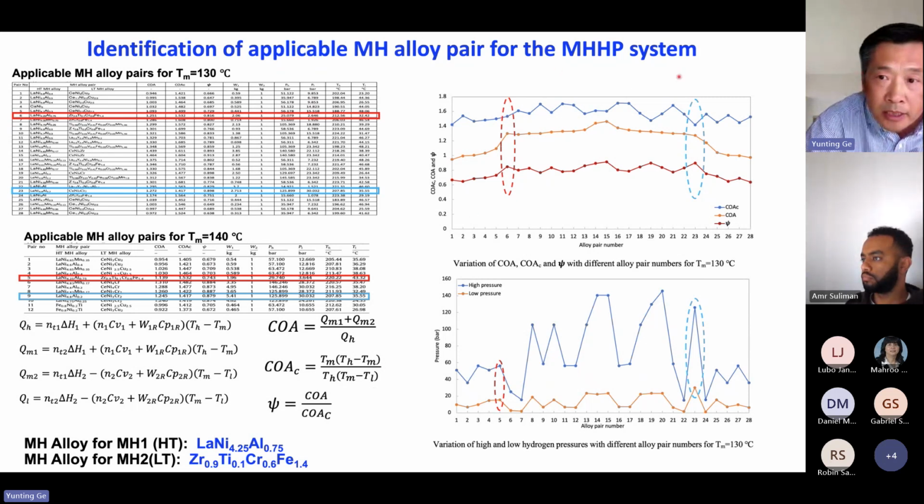Then we calculate that for each applicable pair from this table, and this one from this table.